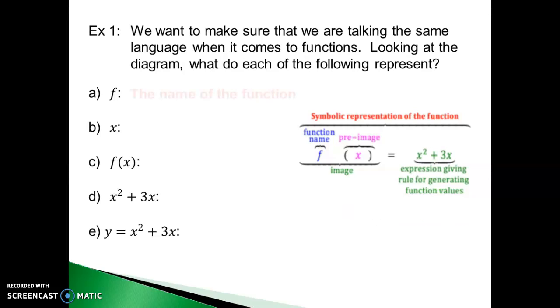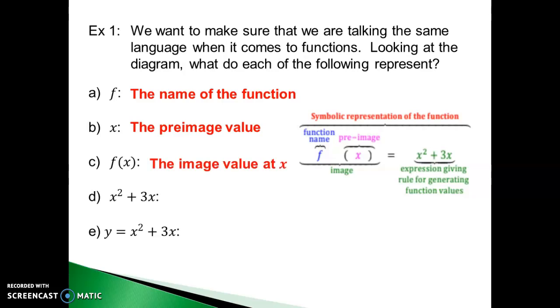All right, so looking at these answers, hopefully you had something similar to these. It doesn't have to be exact. So f is going to be the name of the function. x is going to be the pre-image value, or we have called it the domain value. f of x is going to be the image value at x, so that means what is your y value at x, or what is your f of x value at x.